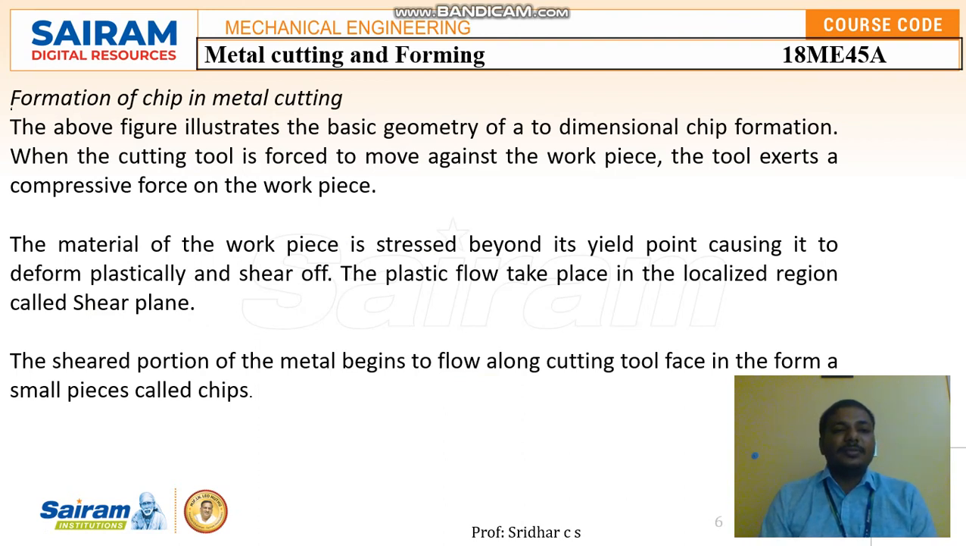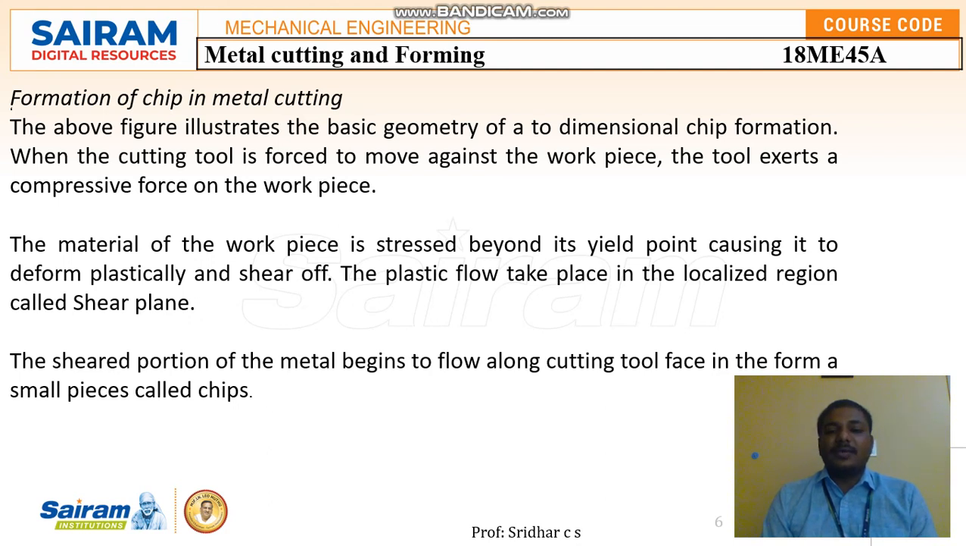The formation of chip in metal cutting is the figure we have been seeing. It's the geometry of two-dimensional chip formation. When the cutting tool is forced to move against the workpiece, the tool exerts a compressive force on the workpiece. The force that the tool exerts is a compressive force on the workpiece. So the material of the workpiece is stressed beyond the yield point, causing it to deform plastically and shear off.